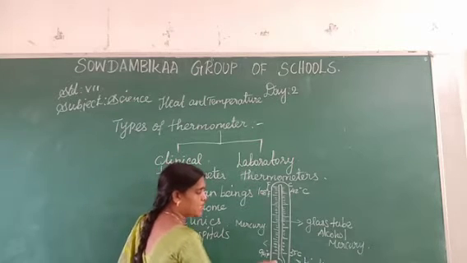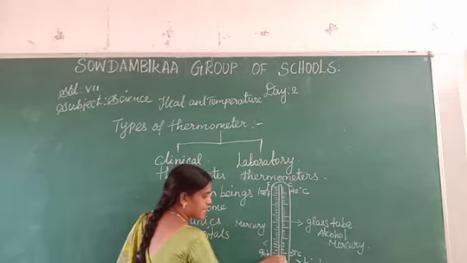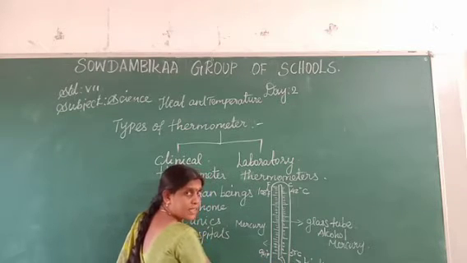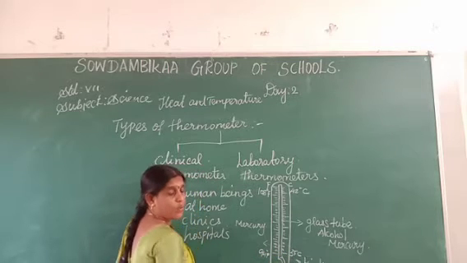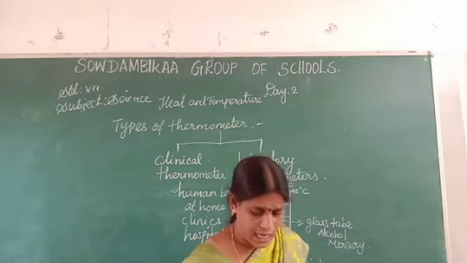Once we use the kink here, okay, the mercury level stays here only. It does not come back to the bulb. So then only we use the kink here. Why do we use the kink?